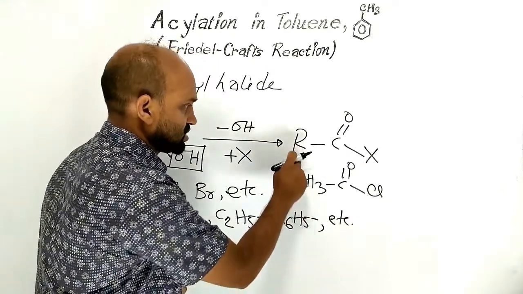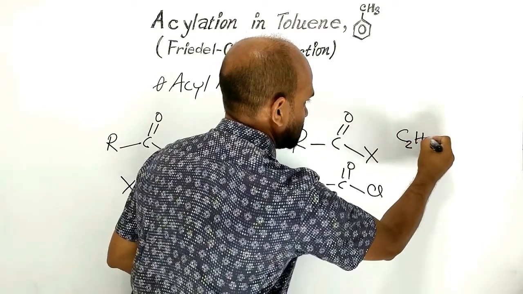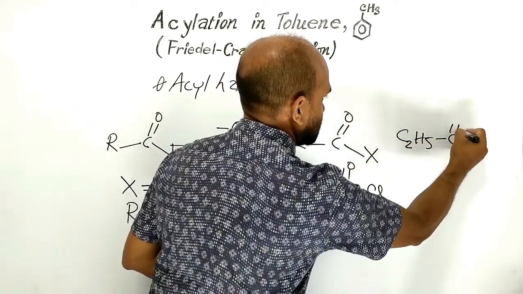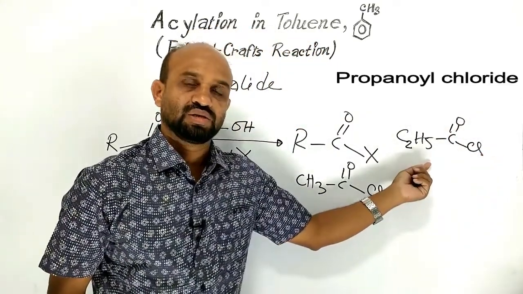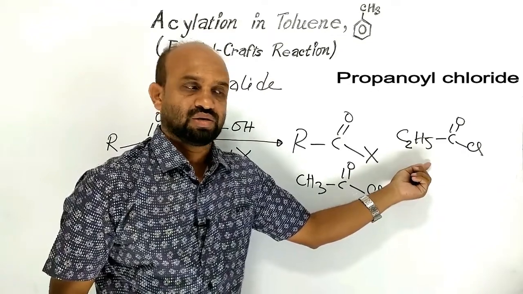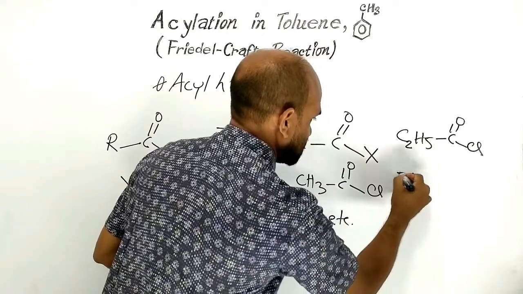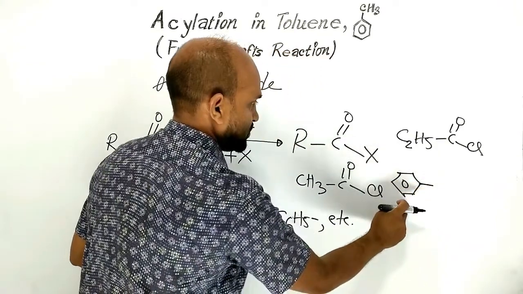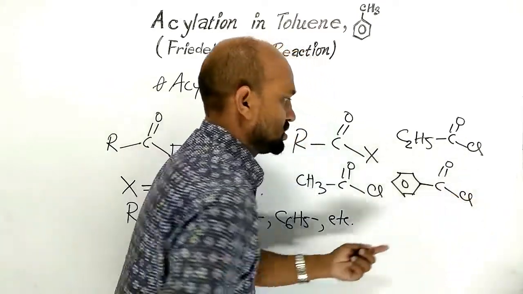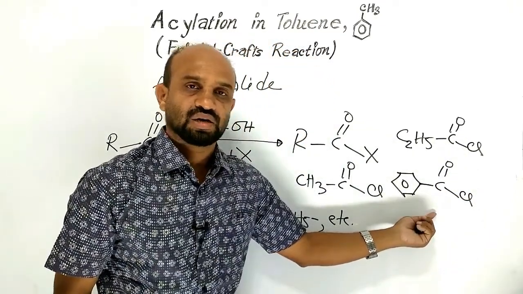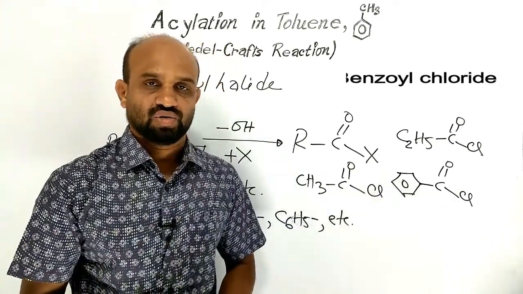If this R is ethyl group, then we get this one, which is propanoyl chloride. If this R is phenyl group, this is phenyl group. This is another acyl chloride, which is benzoyl chloride.